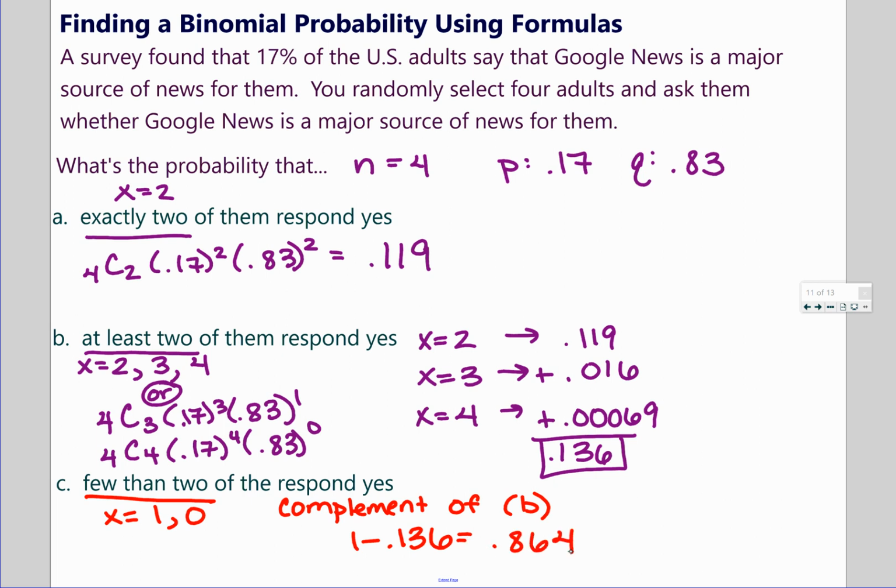Or again, you can find the probability of 0, the probability of 1, add together. It just takes a little longer to get there, especially when you maybe have a lot of different possible values of x's in your experiment. Okay? Questions on that one? All right. Last problem.